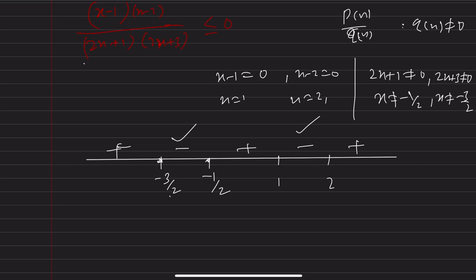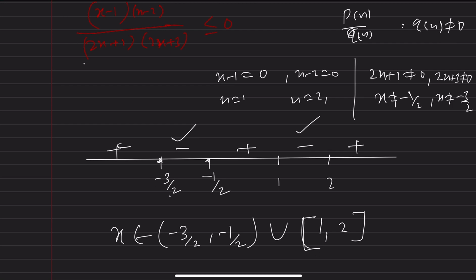So the value x should belong to minus 3 by 2 to minus 1 by 2, union 1 to 2. Here we have to take 1 and 2 also, since it is in a numerator, sorry, it is in a numerator, and you can see that here we have an inequality sign, right? That's why. I think you understood this question now.